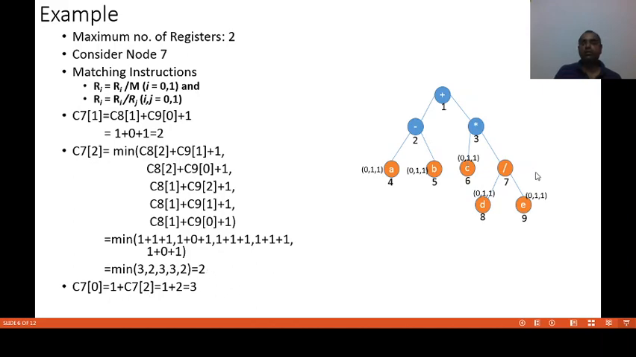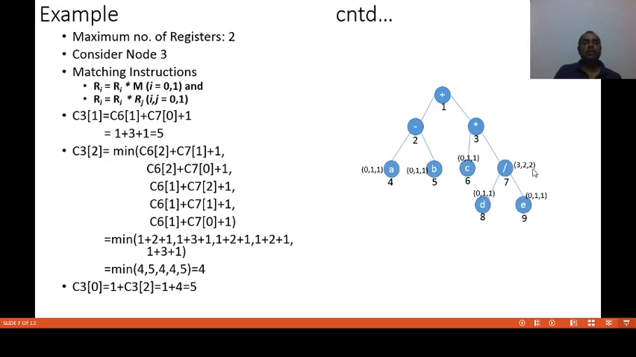So the cost array for evaluating the 7th node is what? For 0 registers it is 3, for 1 register it is 2, and for 2 registers it is 2. So here this will be 3, 2, 2.